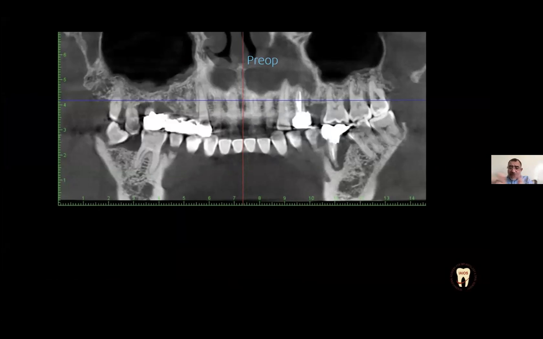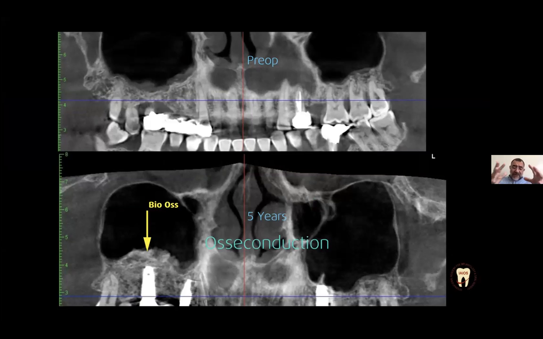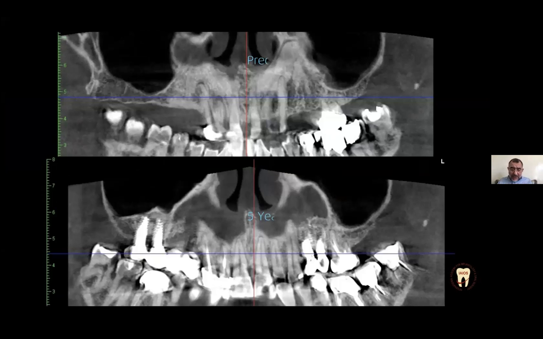Let's see now a few X-rays for this technique, the lateral approach of this technique. In this patient, we had to give a sinus lifting and put an implant. You can see after 5 years what happened around the implant, what is the osteoconduction role of the bioos around the implant and the new regenerated bone after 5 years. You can see here also in these X-rays.